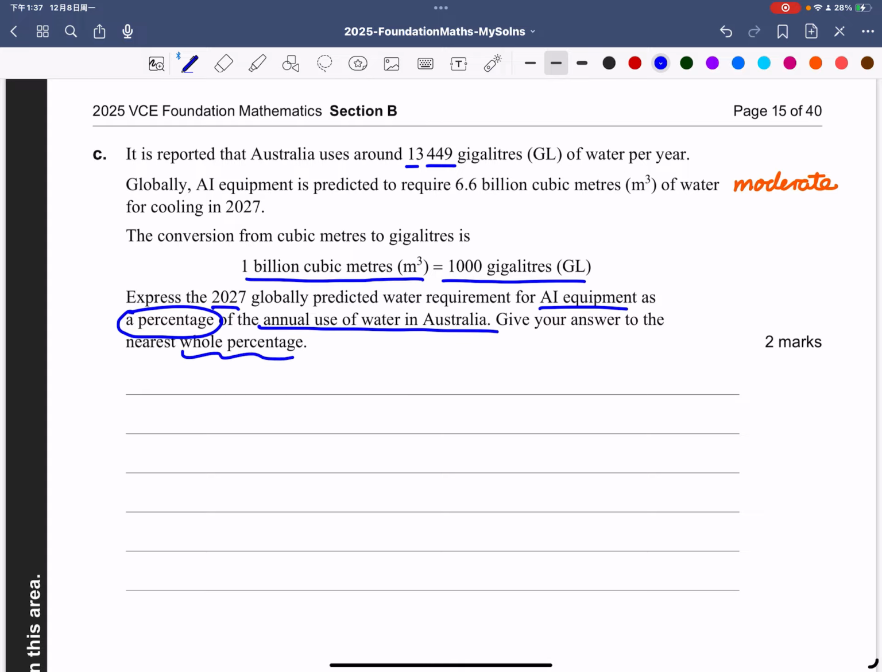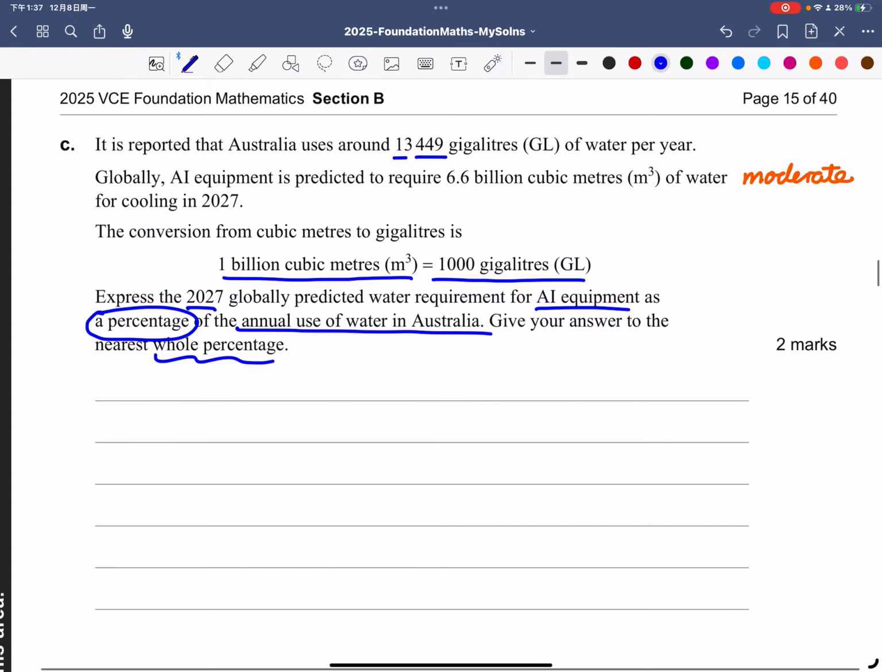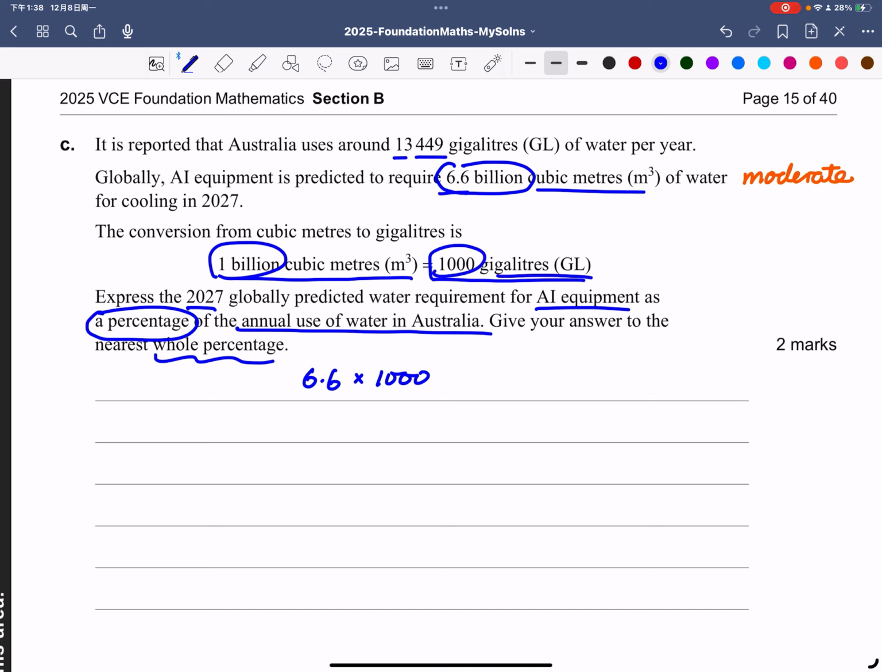So basically, you have various ways to tackle this question, but what I will do is, first, this is the amount of water in cubic meters required, and I would say 6.6 multiplied by 1,000, because 1 billion corresponds to 1,000 gigaliters, so 6.6 multiplied by 1,000 will give you 6,600 gigaliters of water.